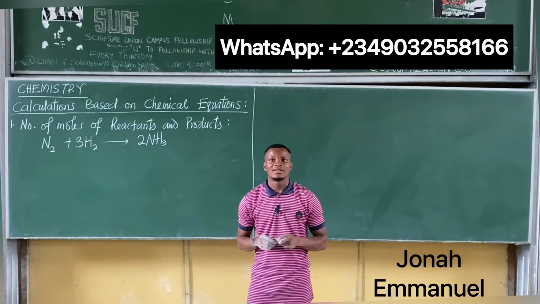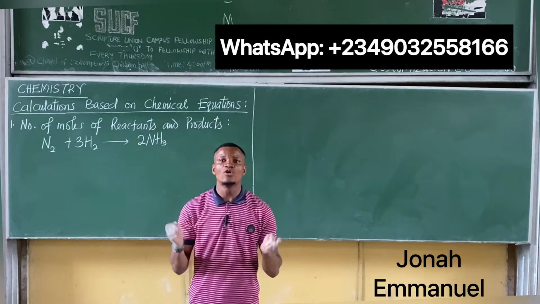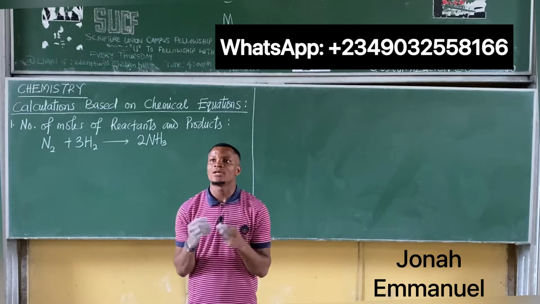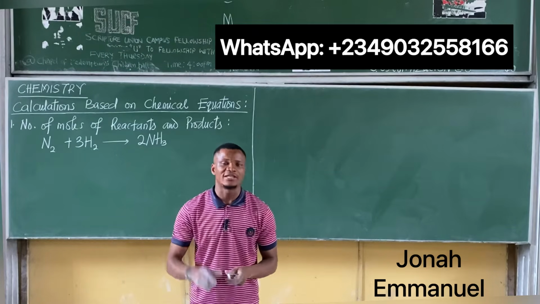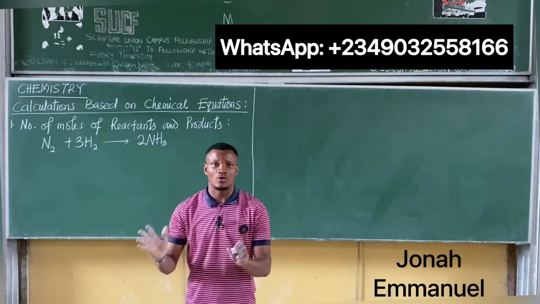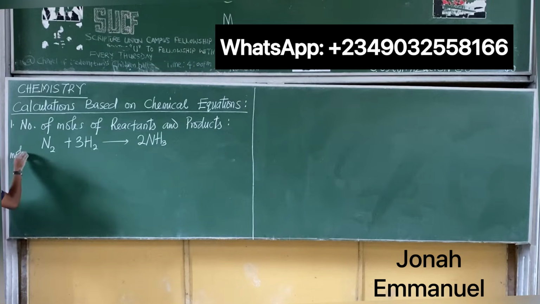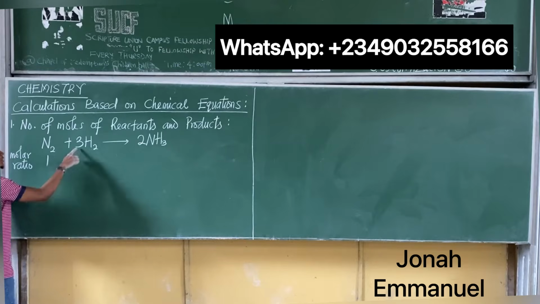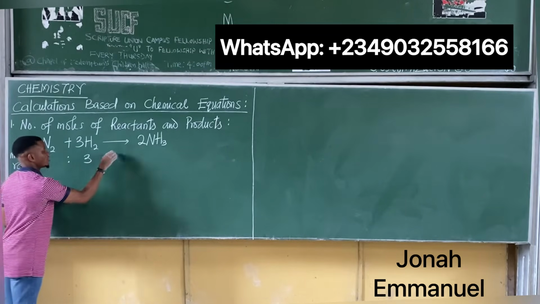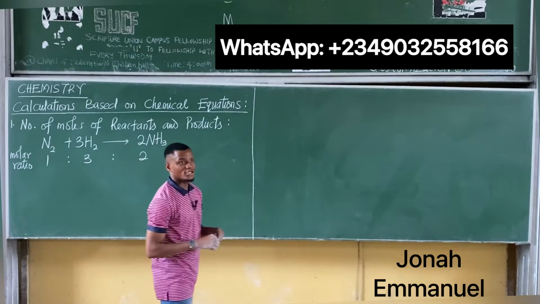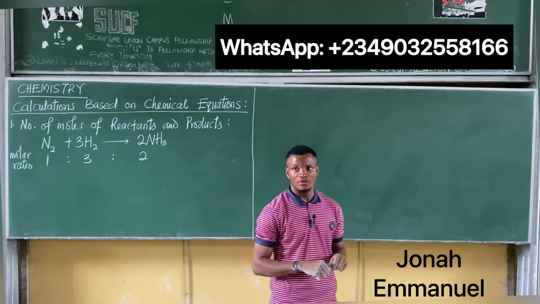What's next? The next task is to get what is called the molar ratio. What's the molar ratio? In layman's terms, the molar ratio is simply the ratio of the coefficients of each of the reactants and products. That's all. In other words, for this case, the coefficient here is 1, here is 3, here is 2. So my molar ratio is 1 is to 3 is to 2. It's called a molar ratio.